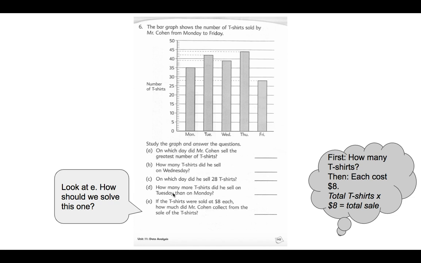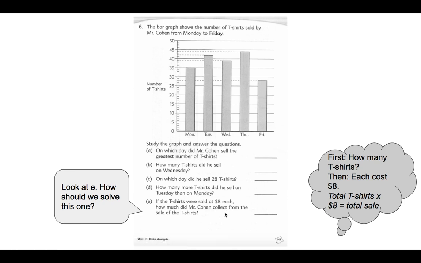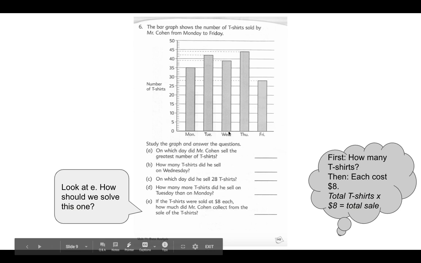The one I want to talk about is E. If the t shirts were sold at $8 each, how much did Mr. Cohen collect from the sale of the t shirts? So he sells every single one of the t shirts that he sold that week for $8. What do I have to find first? I have to find how many t shirts he sold that week.